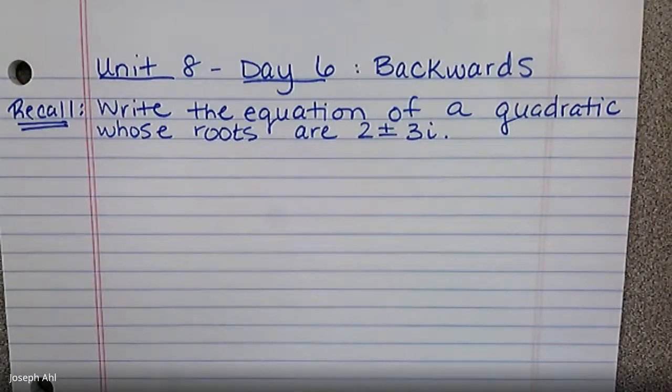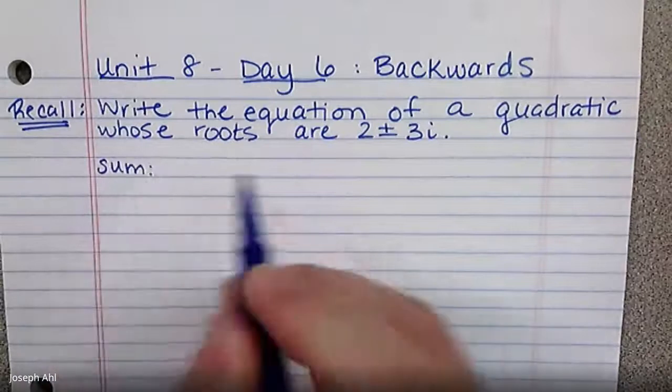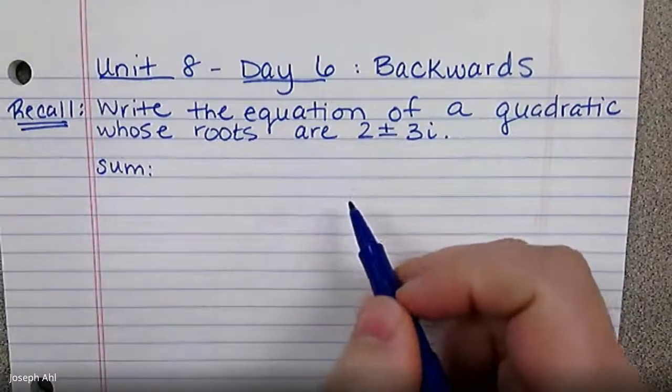So to review what we already know about working backwards, here's a quick recall. Write the equation of a quadratic whose roots are 2 plus or minus 3i. And I hope this isn't too far from your memory banks here, because this was just in Unit 7, where in order to figure out the equation given those roots, you might have considered calculating the sum of the roots and then the product. And that's how I'm going to approach this.